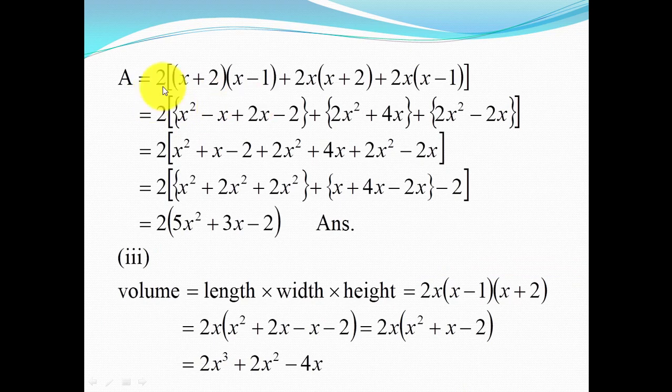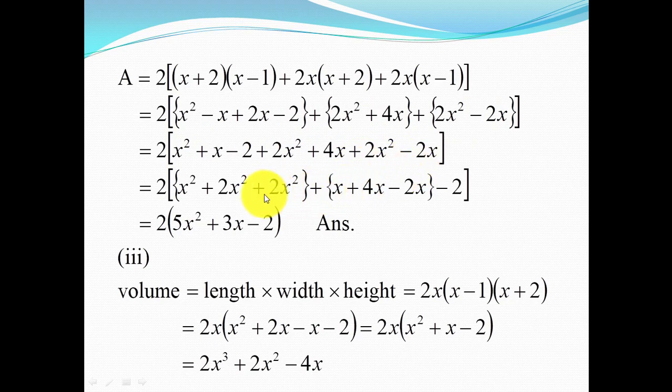Putting the values of length, width and height in the formula, we get this expression. Multiply these with each other, then add this and this. Here we can see that 2x and minus x involve x, and we can add these two terms, then we get positive x in the result, and these two terms stay as they are.